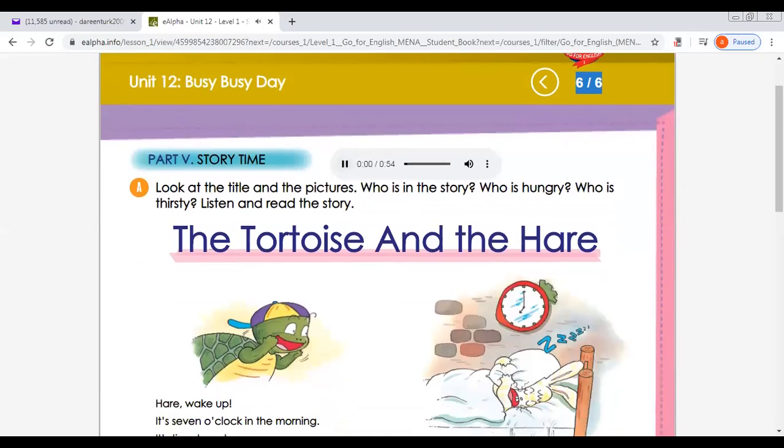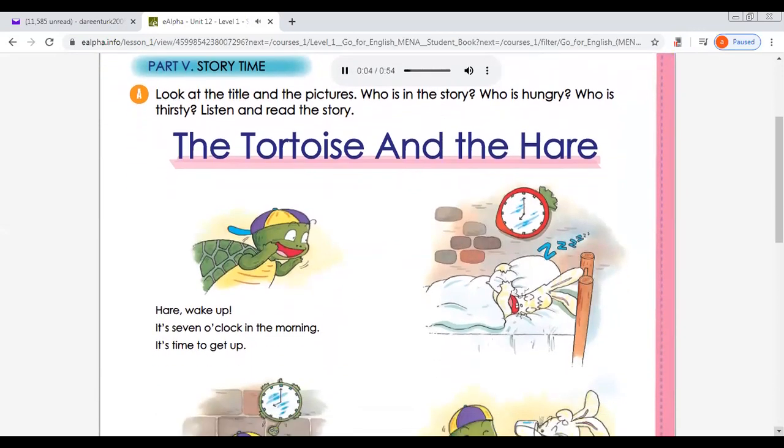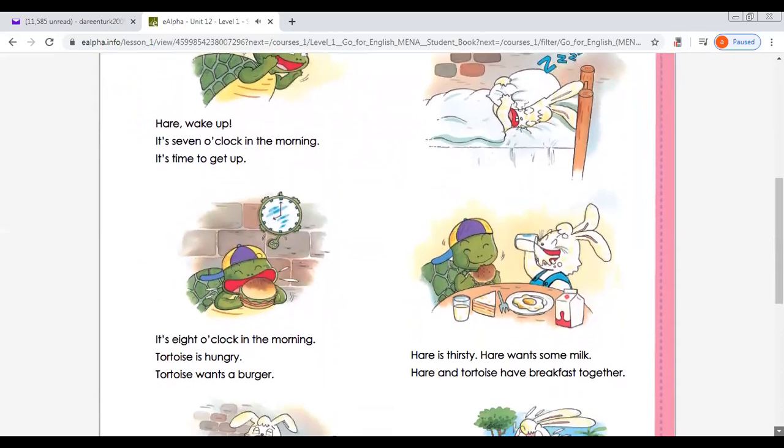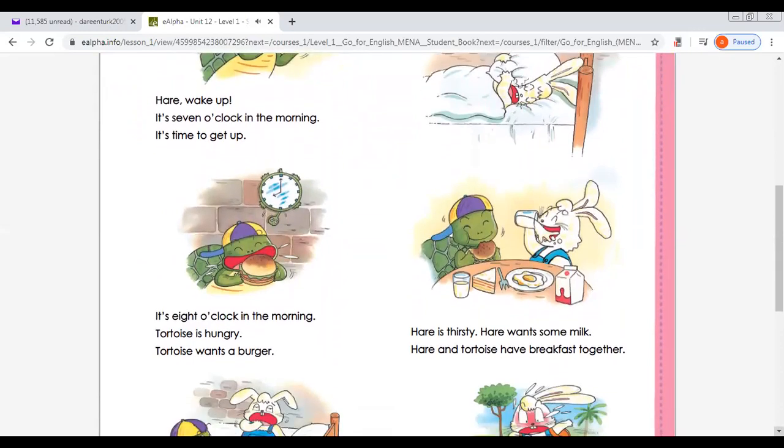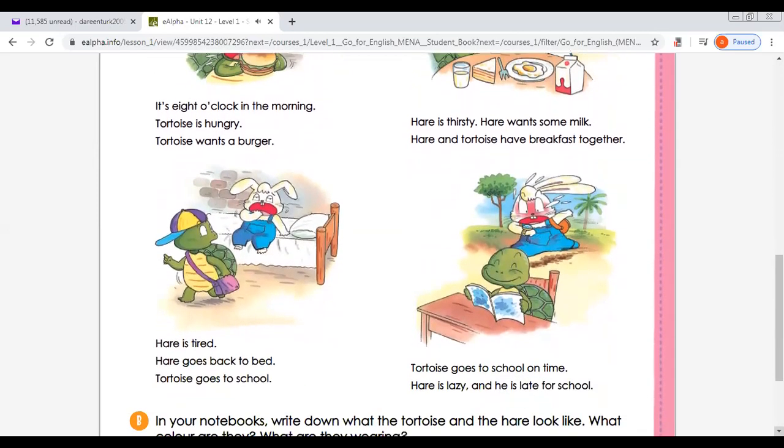Part 5. Story time. The Tortoise and the Hare. Hare, wake up! It's 7 o'clock in the morning. It's time to get up. It's 8 o'clock in the morning. Tortoise is hungry. Tortoise wants a burger. Hare is thirsty. Hare wants some milk. Hare and Tortoise have breakfast together. Hare is tired. Hare goes back to bed.